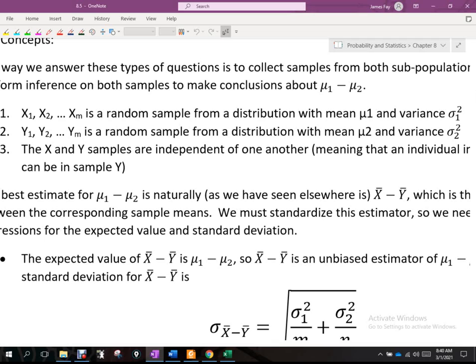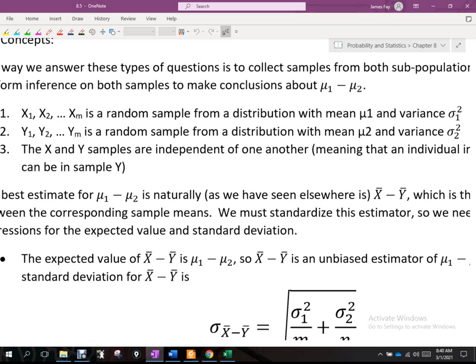Now as you go through this and as you look through different texts, they will use different notation for the first sample. Instead of using x's and y's, they might use something completely different. I'm going to use x's and y's. I think it makes the most sense. But if you're working in another textbook, they might just redefine these sample variables. Okay, not a big deal.